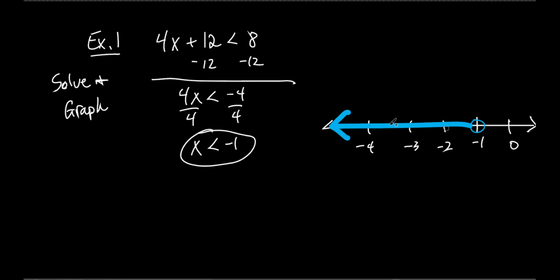So you can choose any number to the left of negative 1, and it's going to satisfy this inequality. Make sense? Yeah, that's easy stuff, isn't it? Still Algebra 1, isn't it? When are we going to do Algebra 2? I don't know. Maybe one day. All right, let's do example 2.